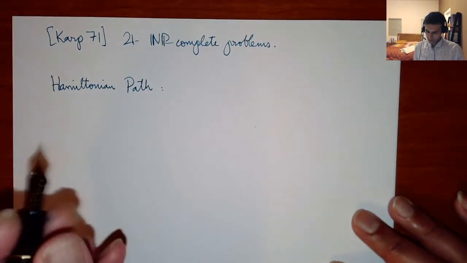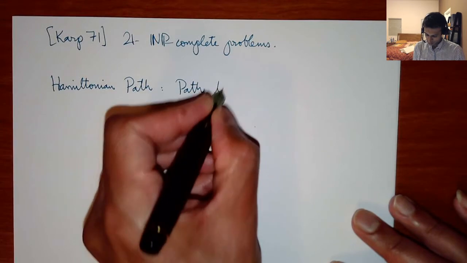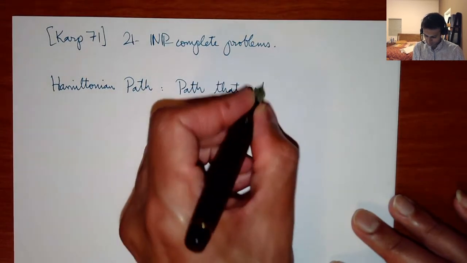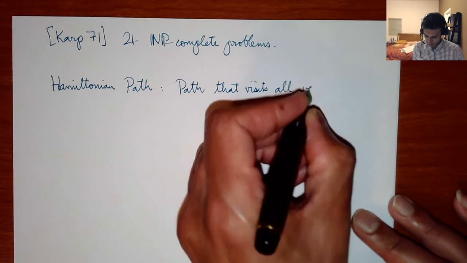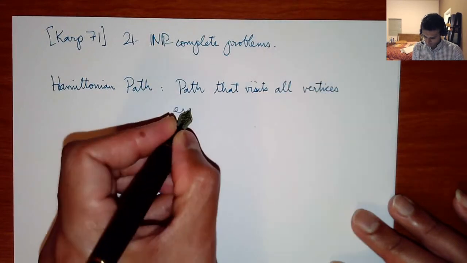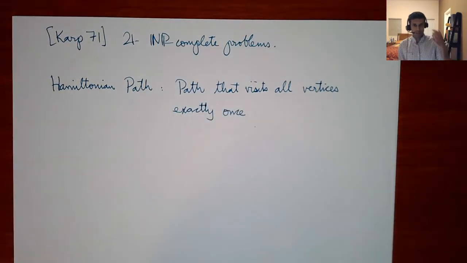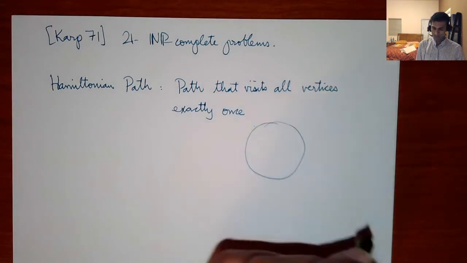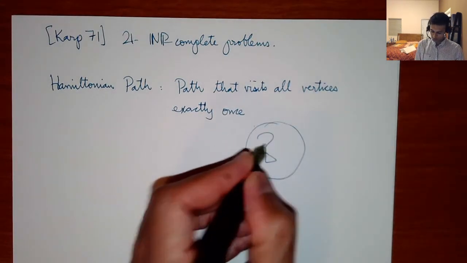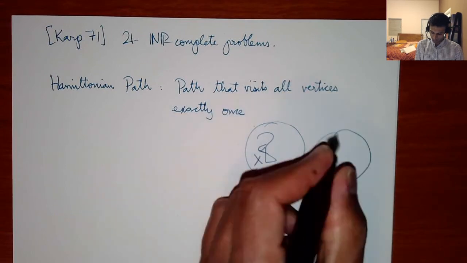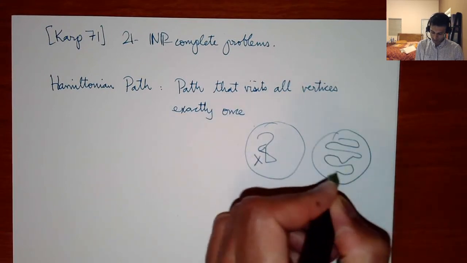So a Hamiltonian path is a path that visits all vertices exactly once. So it is a path that visits all vertices exactly once. That's a Hamiltonian path. And so now the question is, can you find a Hamiltonian path? A path that visits all vertices exactly once. So if you're given a graph, a Hamiltonian path should never cross itself, so that's not allowed. What it needs to do is to basically go through all vertices exactly once.